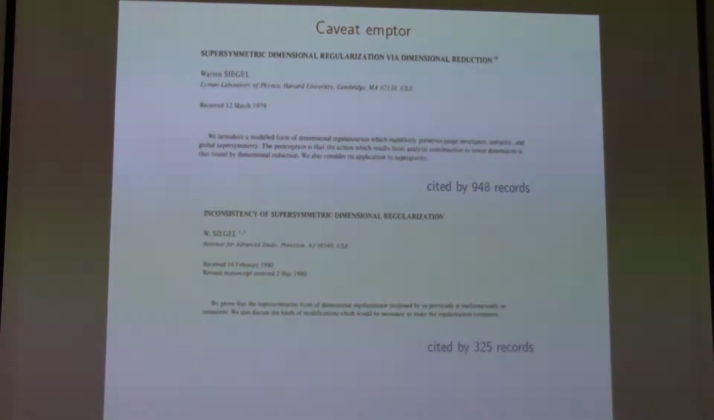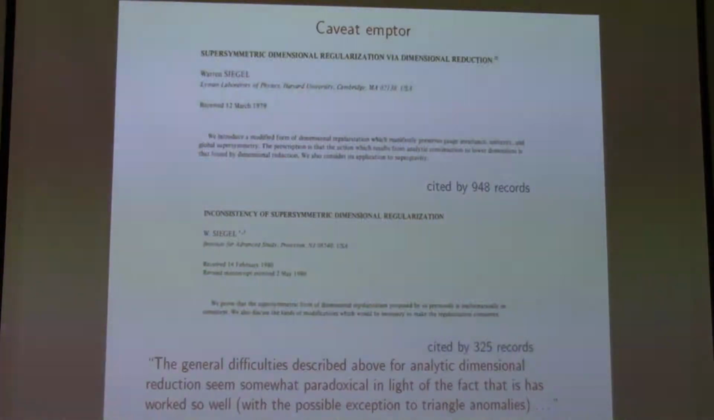But at the very end of this paper, he actually has the following comment. The general difficulties described above for analytic dimensional reduction seem somewhat paradoxical in light of the fact that it has worked so well, with the possible exception of triangle anomalies. So this will be our philosophy. Maybe there's a problem, but it seems to work, so I'm not going to worry about it.